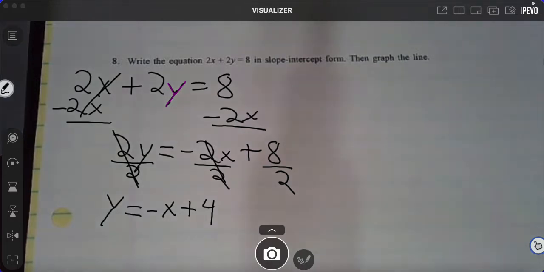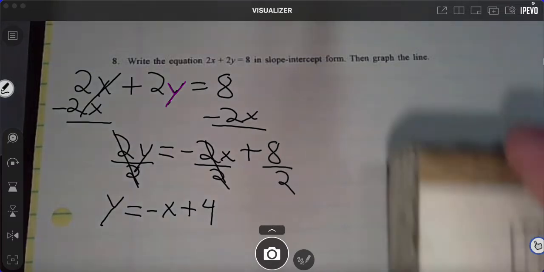How are we supposed to do this? Well, you don't have to graph it. Let me just graph it. Just do that part for today. Okay?